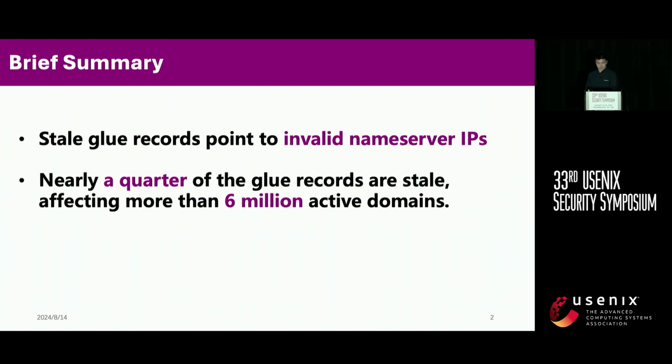First, some concepts and summary. Glue records essentially tell people about IP addresses of authoritative servers of domain names. We define stale glue records as those pointing to invalid nameserver IPs, and thus the servers won't correctly resolve the domains in question. Surprisingly, we find a quarter of all glue records are stale. Further, these stale records can be awakened under a specific threat model, and over 6 million domains will be at risk of takeover or resolution errors as a result.